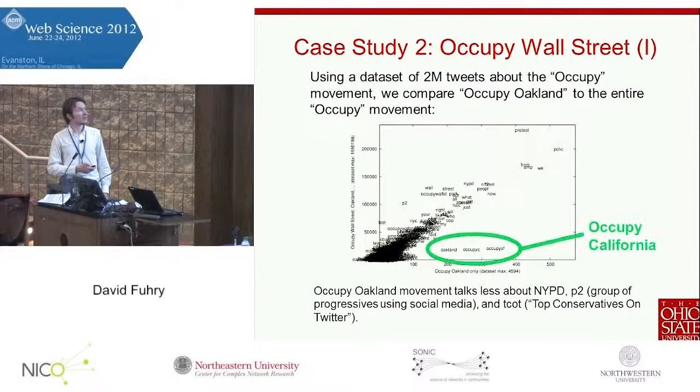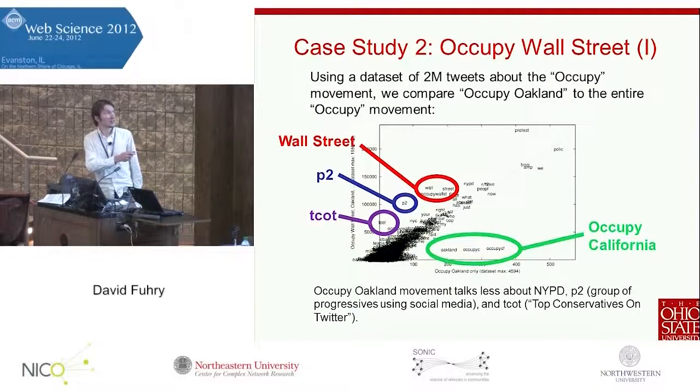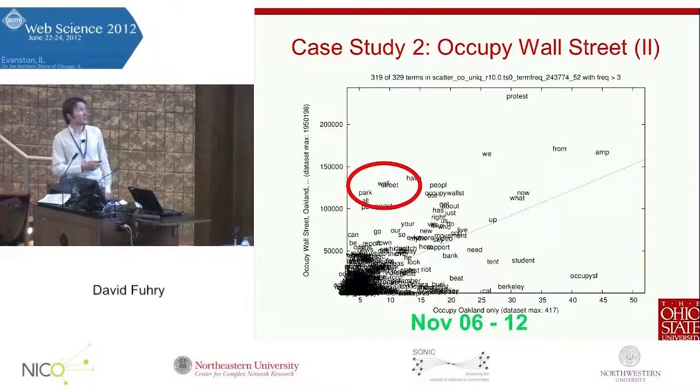And so we can see some expected results, where people from Occupy Oakland, California talk about several California cities relatively much more frequently. We can also see some interesting cases. For instance, Wall Street is talked about relatively much less frequently by them. Also P2, which turns out to be a progressive online group, and TCOT, which is Top Conservatives on Twitter. So we can see that they talk about these terms relatively less frequently, as well as protesting and NYPD, the New York Police Department. So that shows some interesting results.